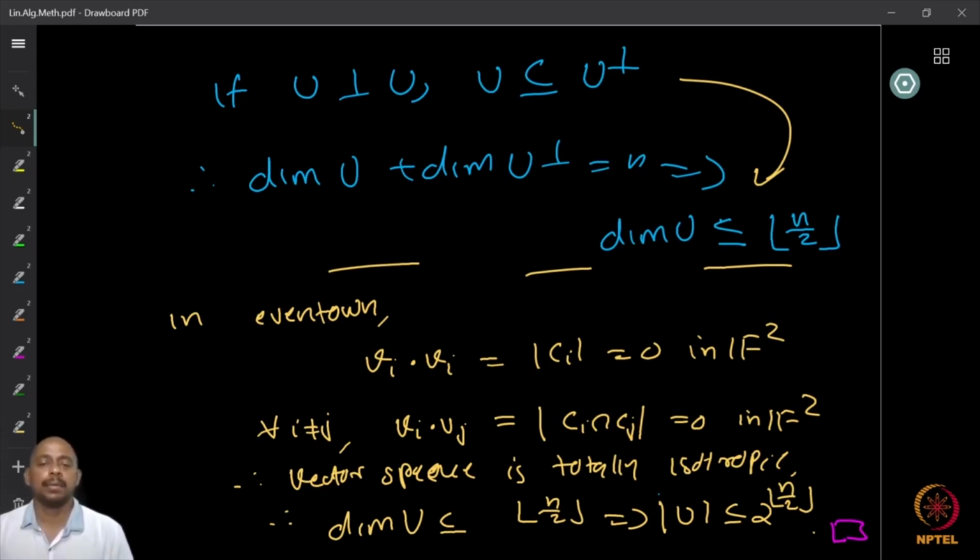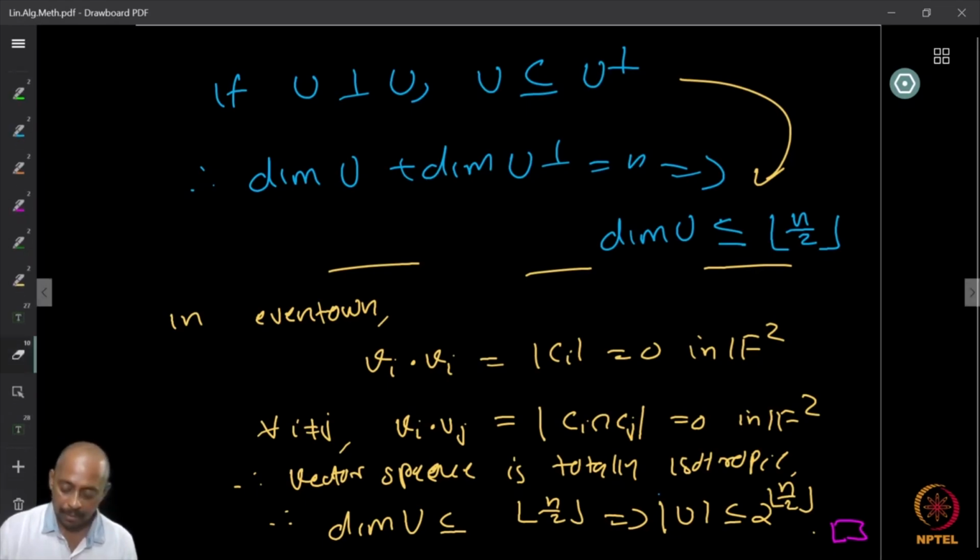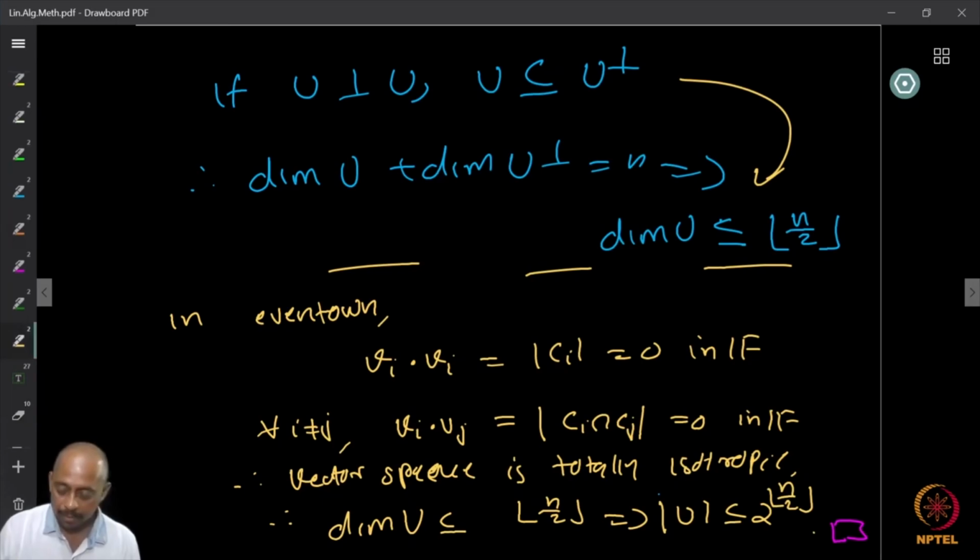Now let's get back to our Eventown problem. vi dot vi is the cardinality of ci intersection ci, which is the cardinality of ci, but because ci has an even number of members, this is equal to 0 over F2. Again, when i is distinct from j, vi dot vj is the cardinality of the intersection of ci and cj, which is also even, therefore it is also 0 in F2. I should have written this as F subscript 2, sorry about that. It is F2.